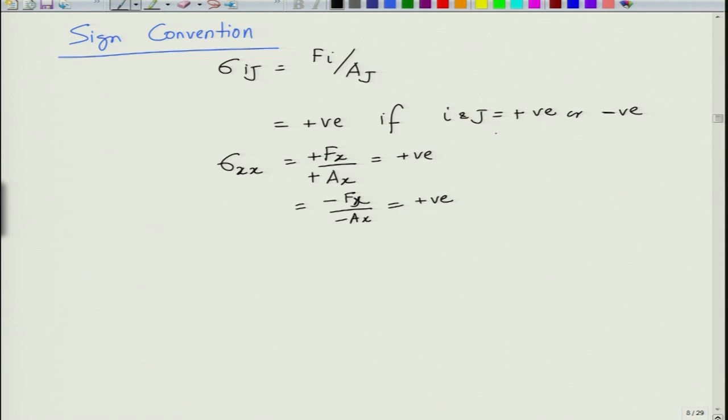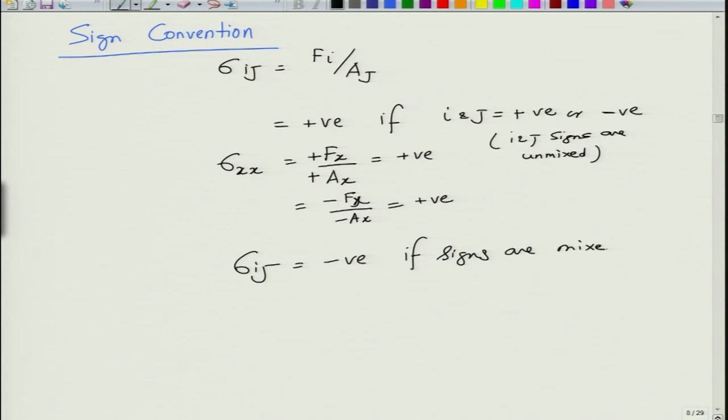So, as long as the i and j signs are unmixed, this remains positive, and sigma ij will become negative if signs are mixed, okay. So, for principal stresses i will be equal to j, so you are only worried about the sign.